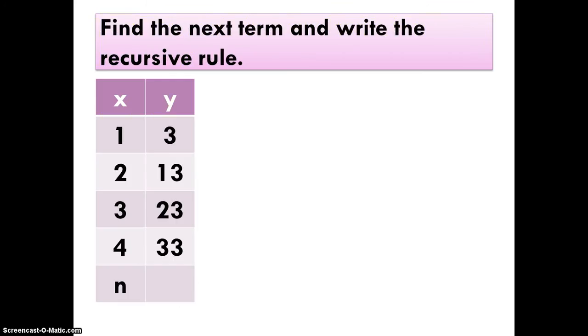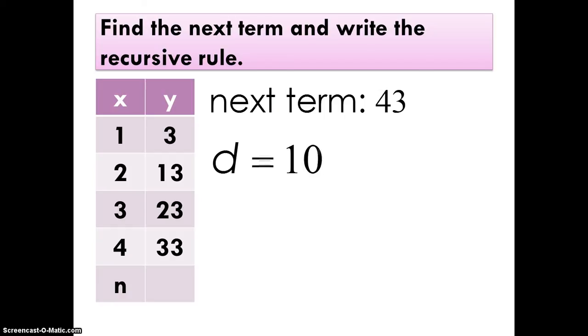So we're going to look at a couple of examples. If we have this sequence here, the first thing you have to do is determine what type of sequence it is. And as you can see, you are adding 10 every time, so the next term will be 43. Your common difference is equal to 10.